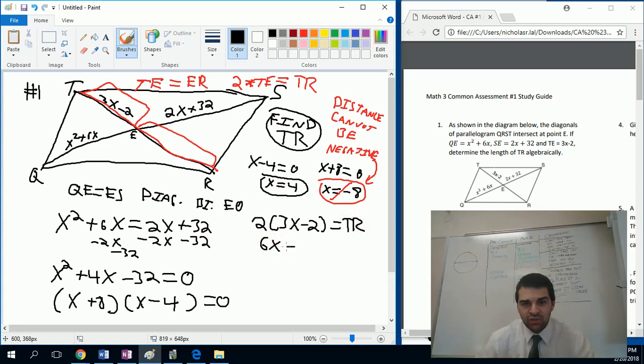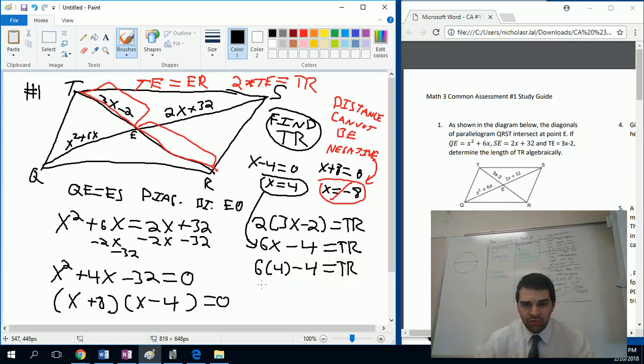2 times negative 2 is negative 4. And negative 4 is going to be equal, so 6x minus 4 is equal to TR. And we know that x is 4. So we're going to plug in the 4 into 6x. So we're going to plug in that 4 here. 6 times 4 minus 4 equals TR.